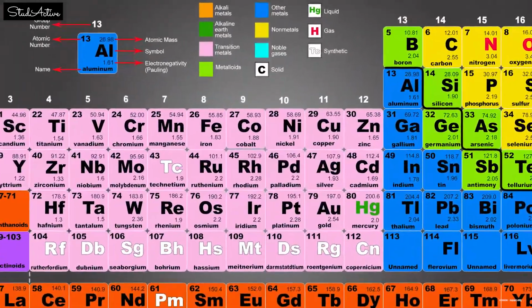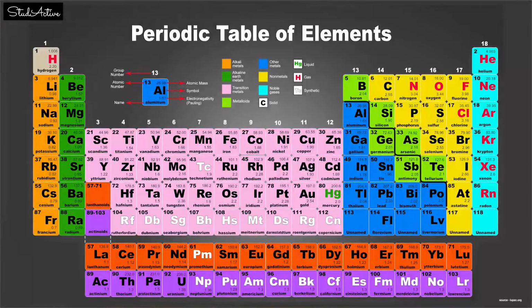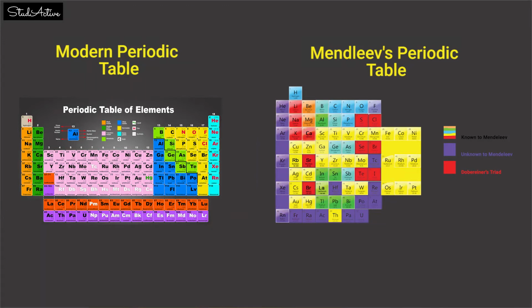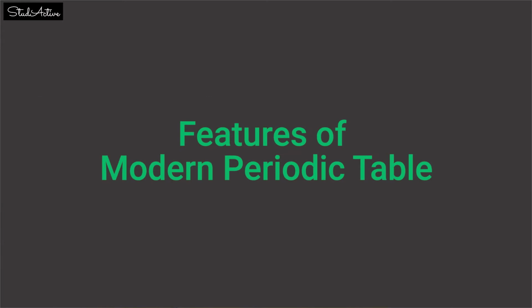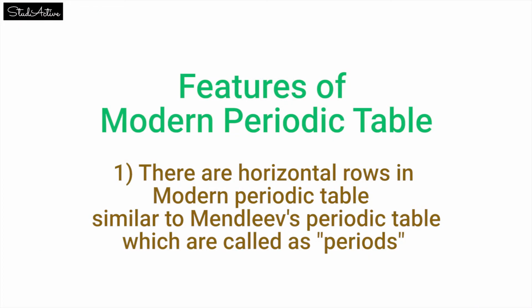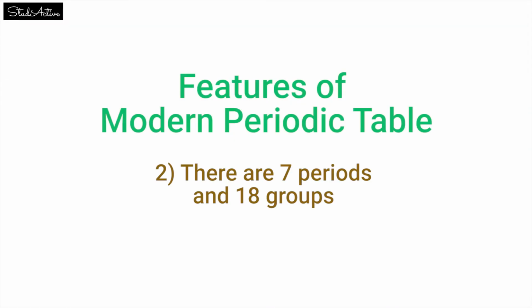Let us look at the modern periodic table and let us see what we observe. The first thing that you will observe is that the modern periodic table resembles very much with Mendeleev's periodic table. Let us learn the features of the modern periodic table. First, there are horizontal rows in the modern periodic table similar to Mendeleev's periodic table, which are called periods, and the vertical columns are called groups. There are 7 periods and 18 groups.